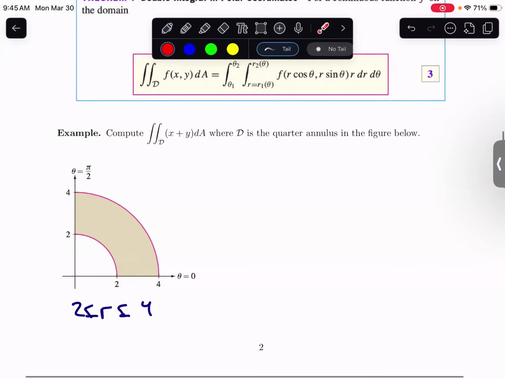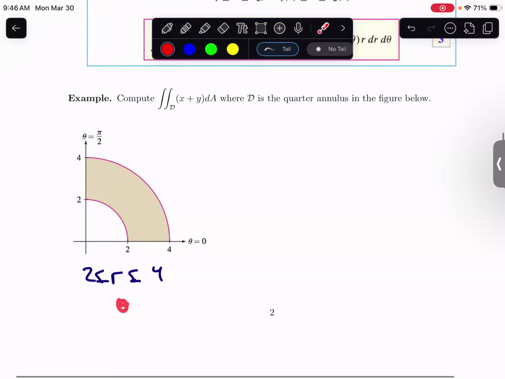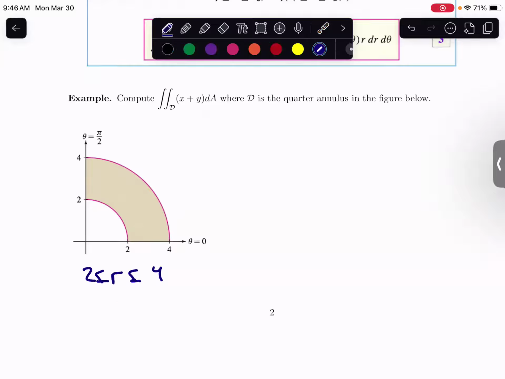And then with respect to theta, we're starting on the x-axis and then going to the y-axis. So that means that our theta is going to range from 0 to pi over 2. Right, so theta is just going to range from 0 to pi over 2. I feel like people really don't like polar coordinates, but once you get used to it, it's not so bad. So this is 0 to pi over 2.